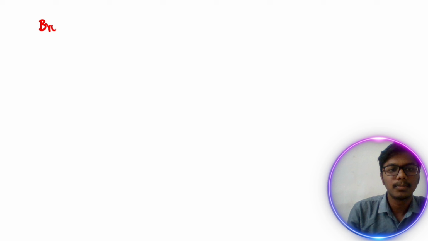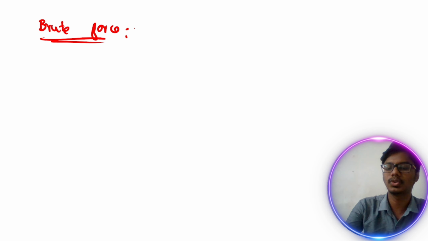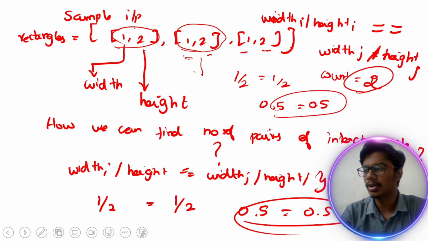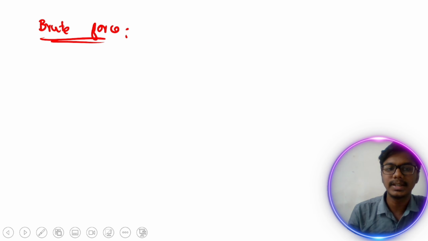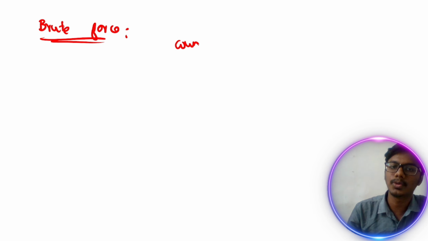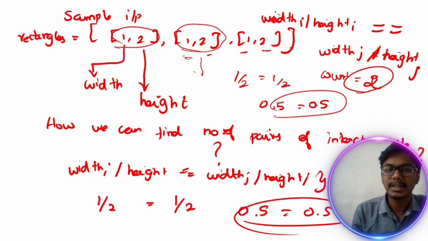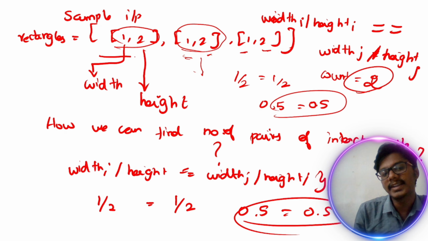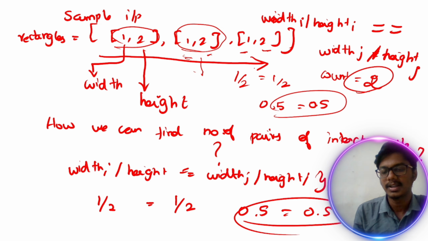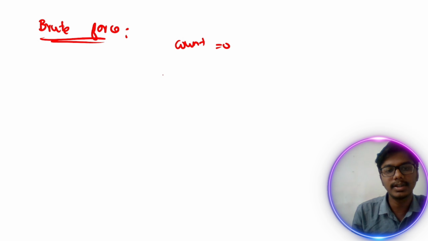So what is the brute force solution that comes to mind after seeing this question? As a beginner, I simply initialize the count, which is to be given as the output. After that, I simply find the length of the list. What is the length of the list? The length of the list is equal to 3.